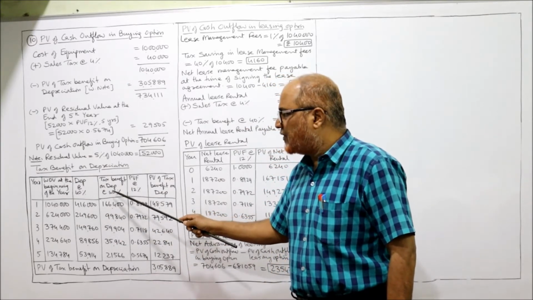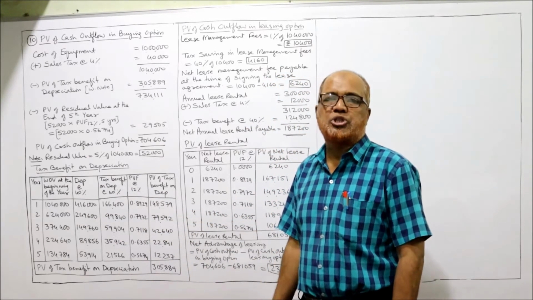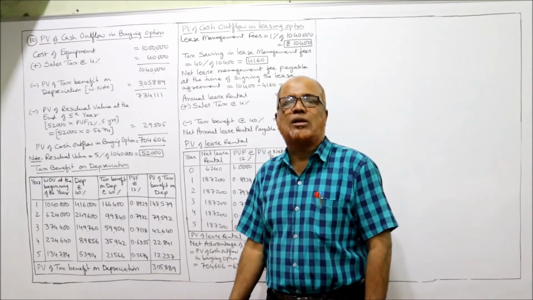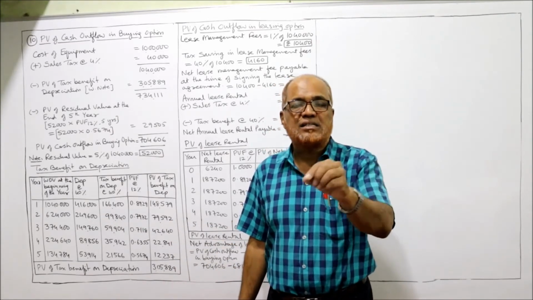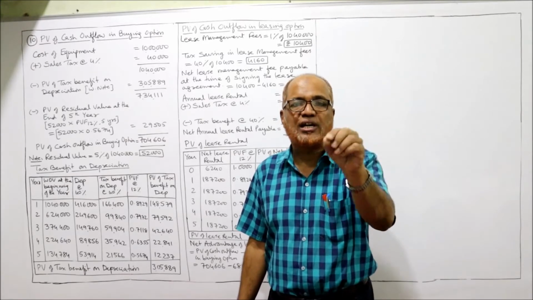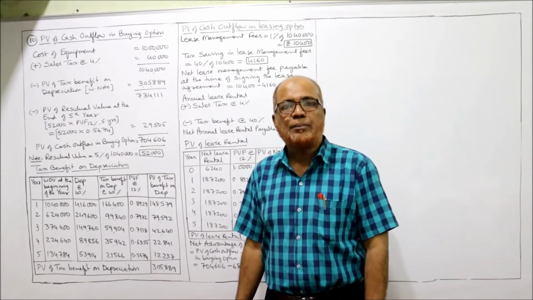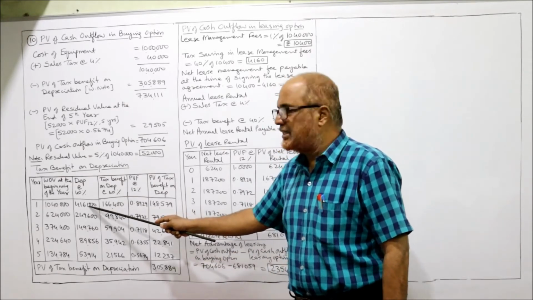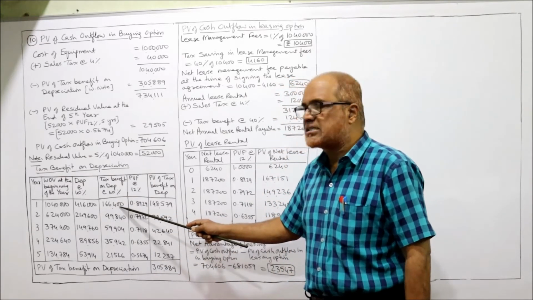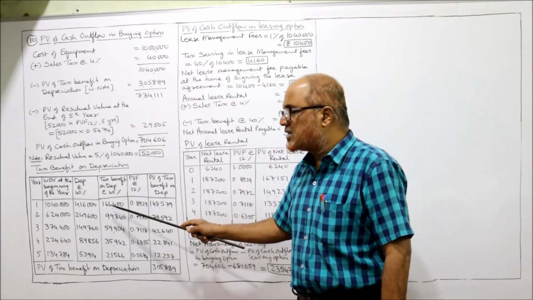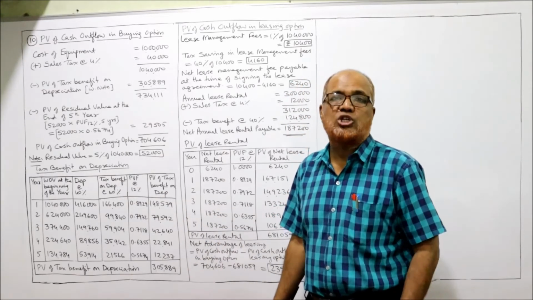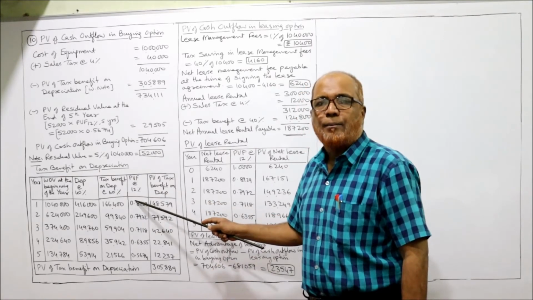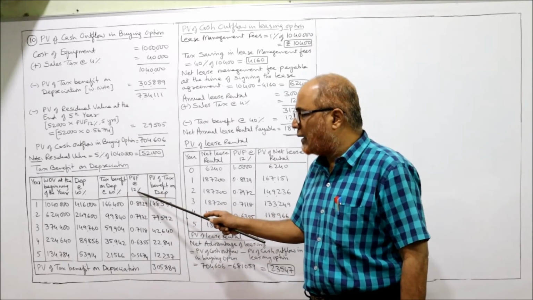Now tax benefit on depreciation at the rate of 40%. See here. Depreciation we are getting is 4,16,000, but the tax rate, it is given in the problem, the marginal tax rate is 40%. So 40% of 4,16,000, you will get 1,66,400. This is the tax benefit on depreciation we are going to get. Now multiply with the PV factor, present value at the rate of 12%.